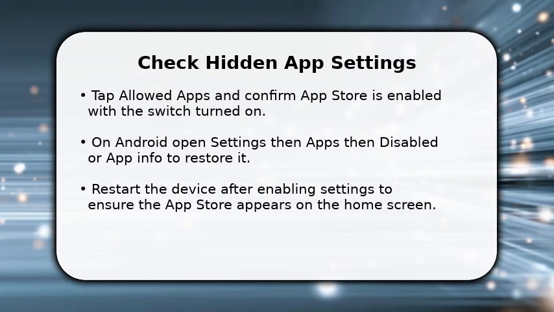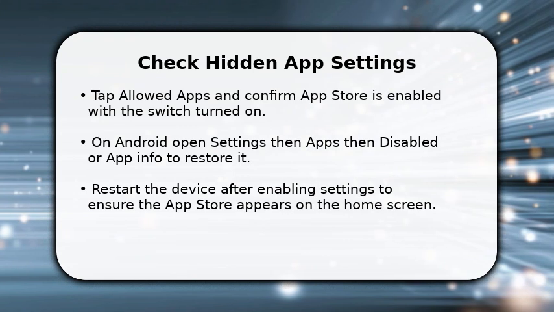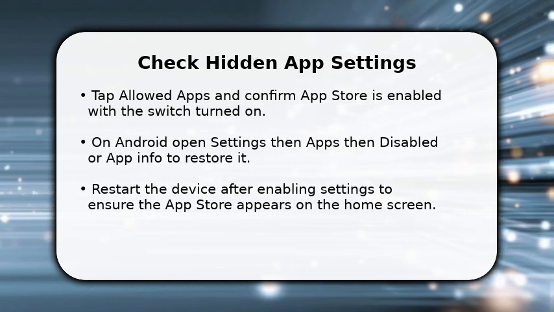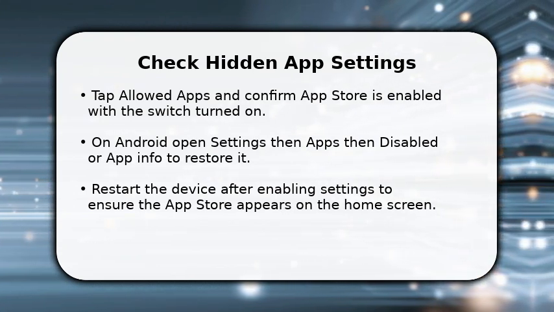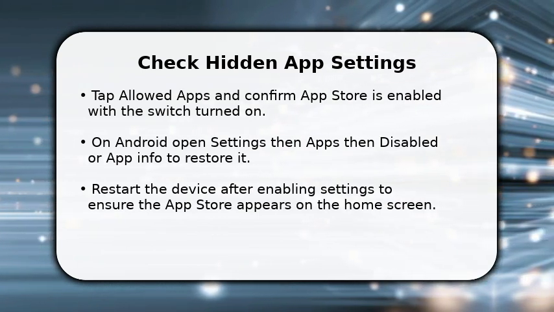Enjoy the video. Start by unlocking your phone and opening Settings to check for hidden apps. On iPhone, go to Settings, then Screen Time, then Content and Privacy Restrictions. Tap Allowed Apps and confirm App Store is enabled with the switch turned on.